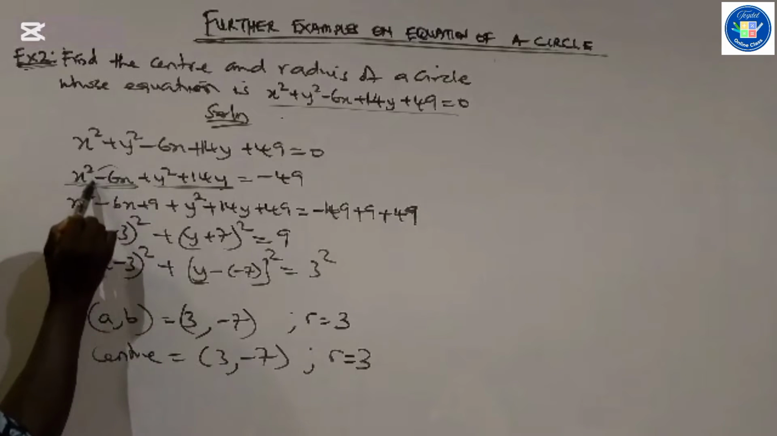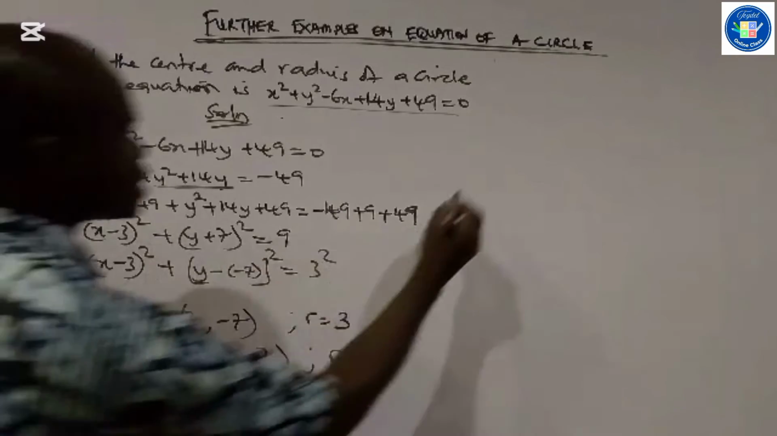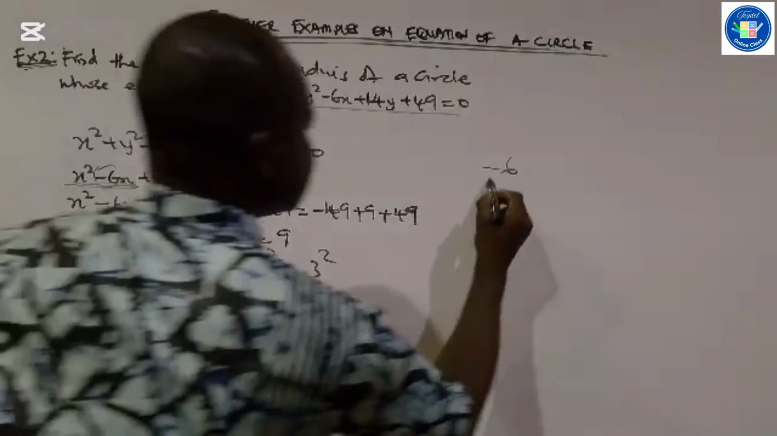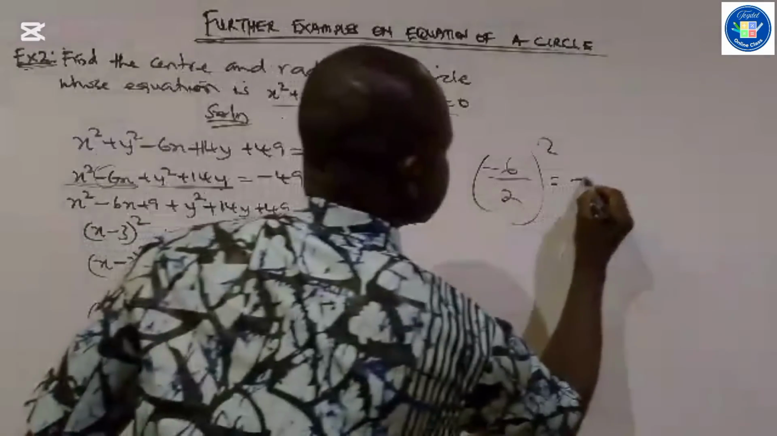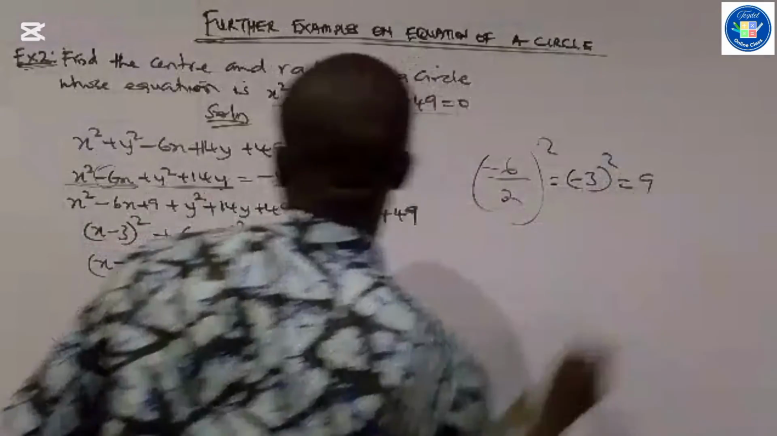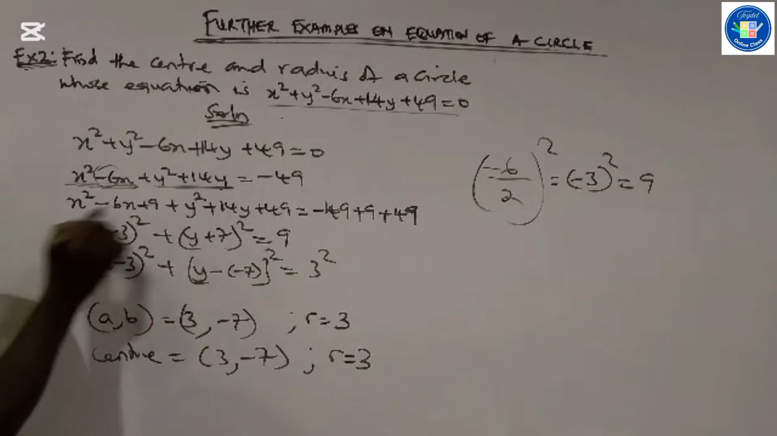We consider the coefficient of x, which is minus 6. So minus 6 divided by 2 all squared. Minus 6 divided by 2 is minus 3. Minus 3 squared is equal to 9. Then we now add plus 9 to what we have here.